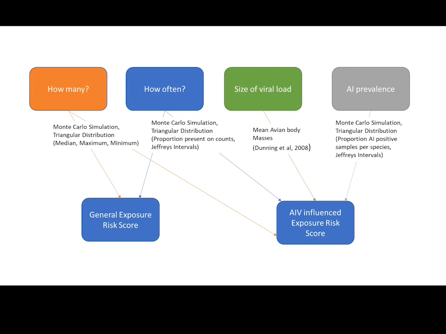That is taking the first model and then adding a bit. We've taken the size of viral load, so essentially how much they're shedding, though it's very difficult to get accurate data on that. But a good proxy for how much material is being left by an animal is to look at their body masses. So I took measures from Dunning et al. 2008 to do that, and then the prevalence data from my first chapter was used to look at the prevalence rate of AI within these species and how that might affect risk and affect understanding for these sites.